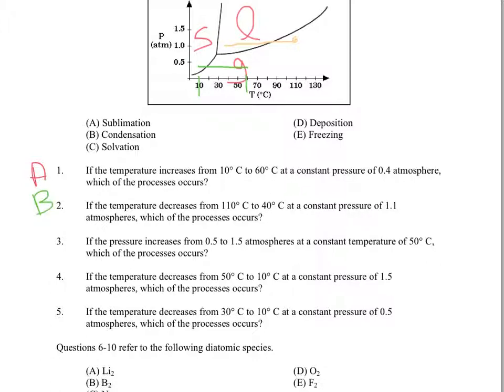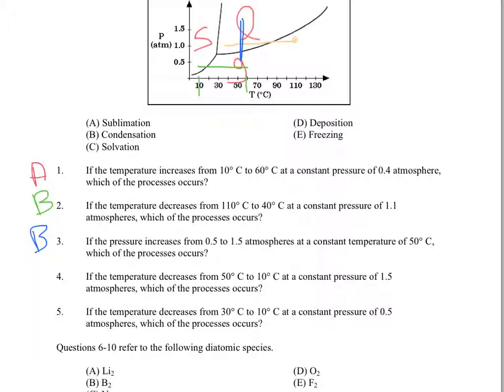If the pressure increases from 0.5 to 1.5 at a constant temperature of 50. All right, this is going to be a blue color. So we're staying at 50, and we're just going to go up to 1.5. So what do we convert from and to? Gas to liquid. So what phase change is that? Gas to liquid.